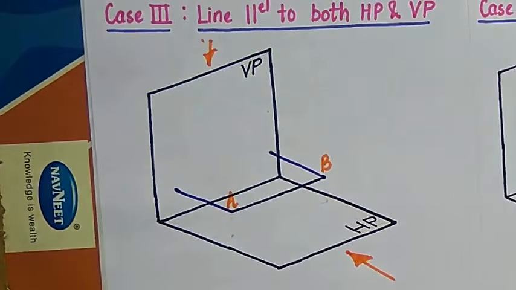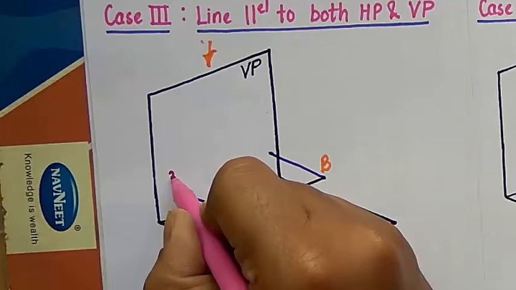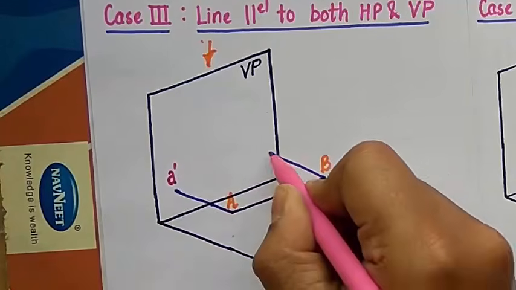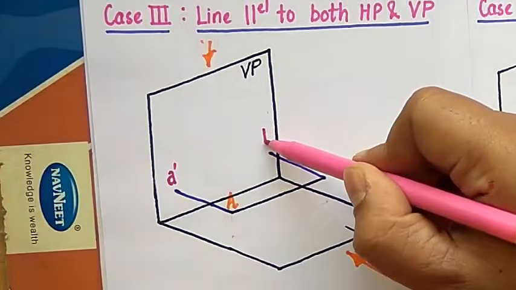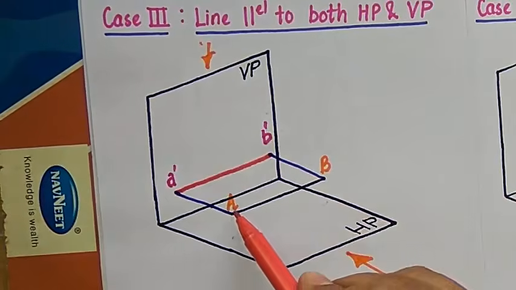This is the intersection point, and you'll clearly see that these points are what we call the front view of point A, this is going to be A dash, and this is the front view of point B, and this is going to be B dash, the front view A dash B dash of this line AB.